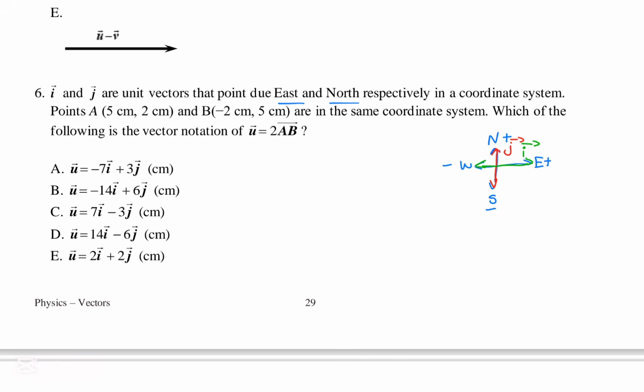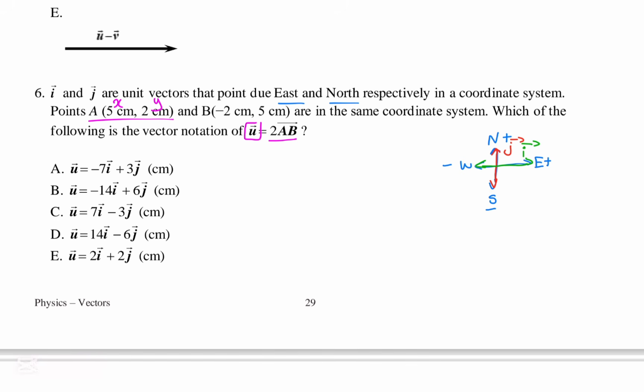They told us there are points A, which is at 5 centimeters, 2 centimeters, and point B, which is at minus 2 centimeters and 5 centimeters, and they are in the same coordinate plane. Which of the following would give us the notation of 2AB? Now, before we start with our solving, just remember, here you have your x, here you have your y, your ordinate, whatever you want to call it.